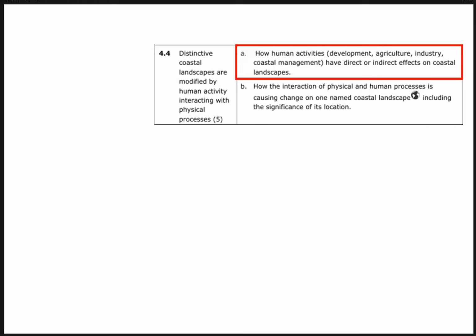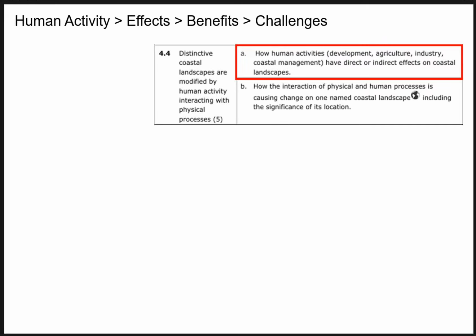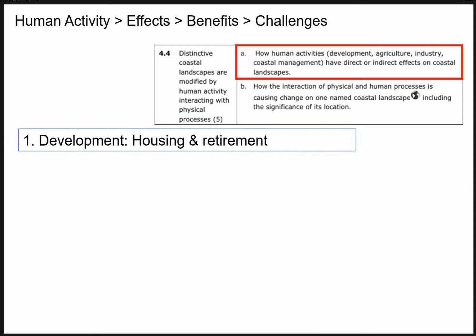One way to think about this in a shorthand way, I like these word thought links I use quite a lot, that human activity on the coastline, we're looking for the effects, we're looking for the benefits, we're looking for the challenges. Now, to make it a little bit easier, I've broken this down, this 4.4a point in the specification, into several sections.